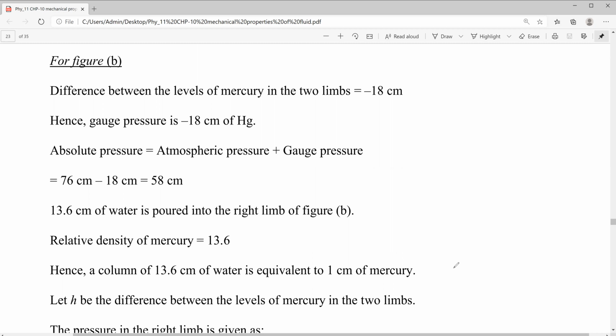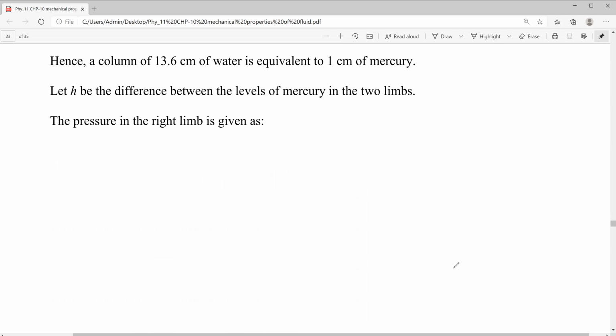From diagram B, the difference between the levels of mercury is given, that is the difference of pressure, which is nothing but gauge pressure, minus 18 centimeter of Hg. Absolute pressure is calculated by taking the sum of atmospheric pressure and gauge pressure. We got 58 centimeter. And 13.6 centimeter of water is poured in the right limb of figure B. Therefore, the relative density of mercury is 13.6.